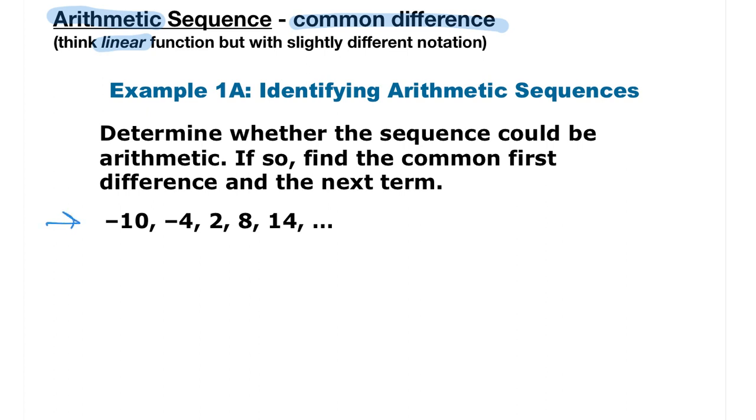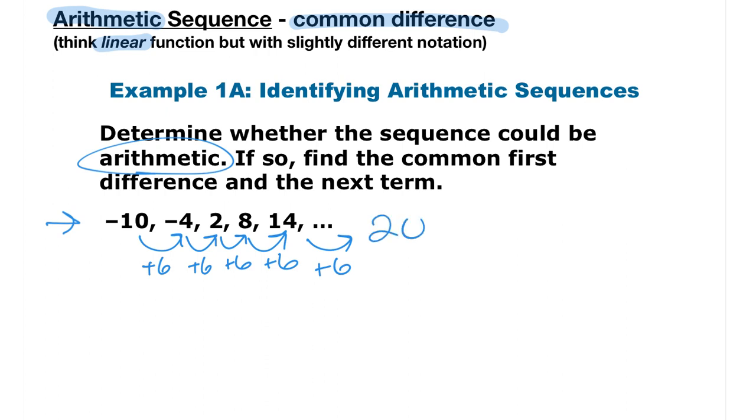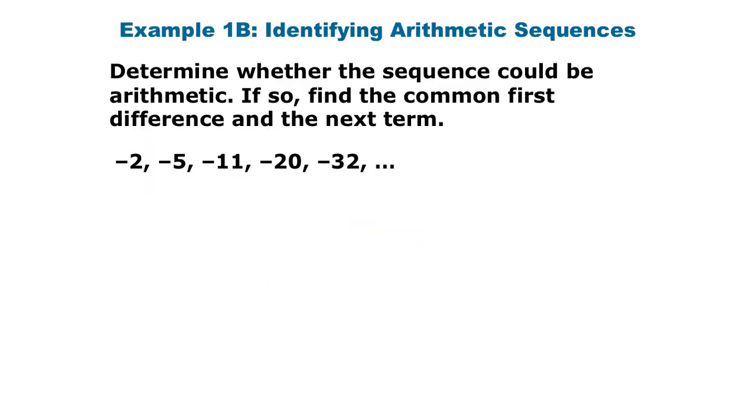So looking at this sequence right here, we want to know, could it be arithmetic or not? So we need to see, is there a common difference as we go from one number in the sequence to the next? And I see that every time here, we are adding 6 each time. So yes, it is arithmetic because that difference is the same. And so the next term, if I add 6, is going to be 20.